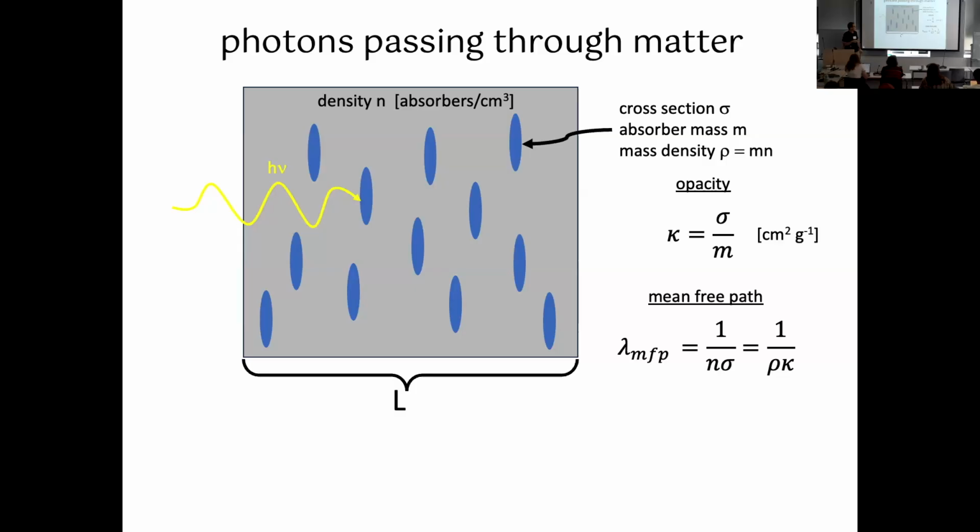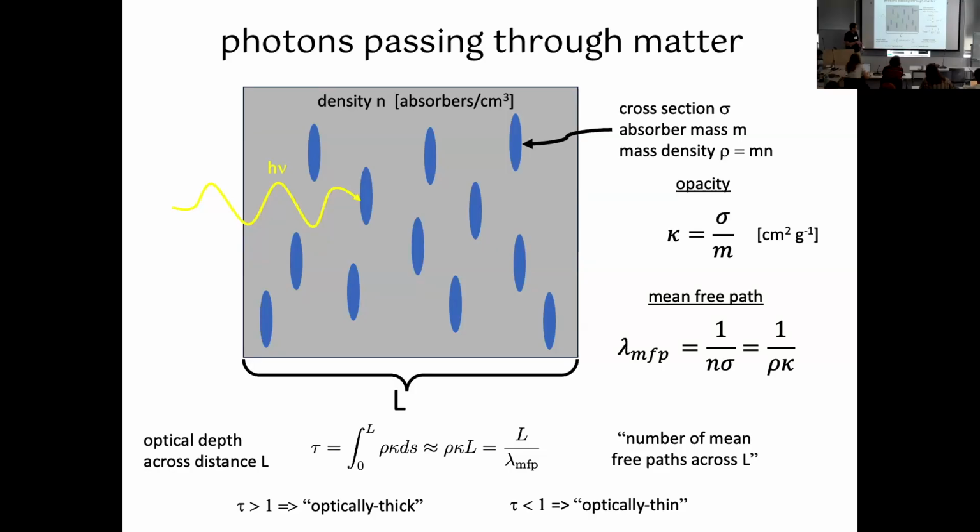Likewise, the mean free path that a photon experiences, the typical distance it has to go before it will hit one of these absorbers, you can convince yourself is just 1 over n times sigma, or equivalently 1 over rho times kappa. When we talk about optical depth across a given distance, it's just the integral of rho kappa ds across that distance. If the medium is uniform, with the opacity and density constant, this is roughly rho kappa times the length, and therefore it's L over the mean free path. So an optical depth is basically the number of mean free paths across some distance L. When this optical depth is larger than 1, we call it optically thick, and when it's less than 1, we call it optically thin. Okay, I think everyone knows that.